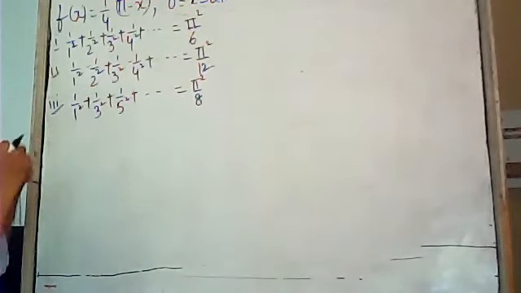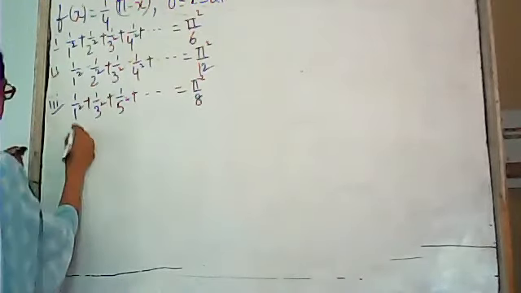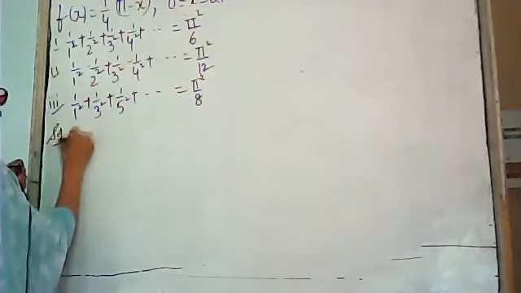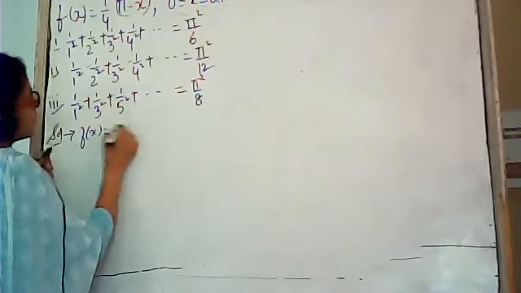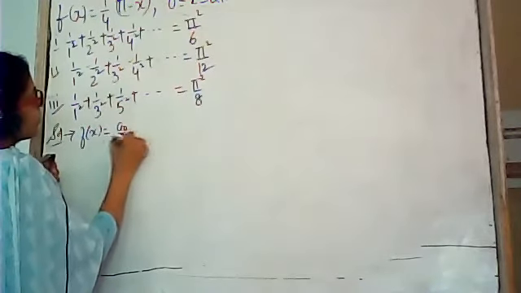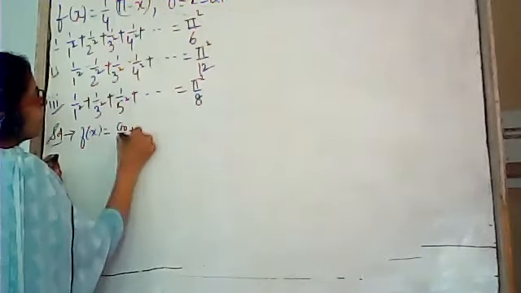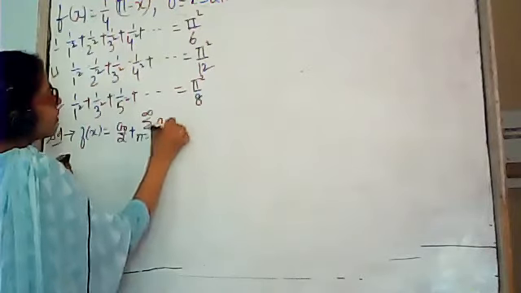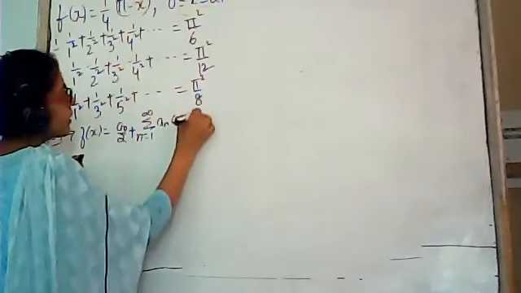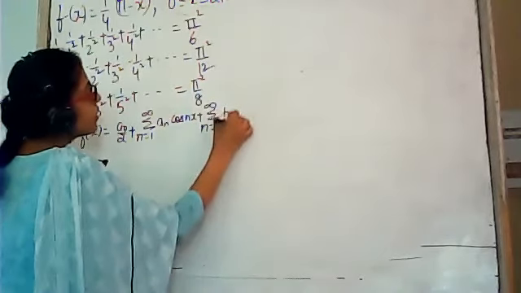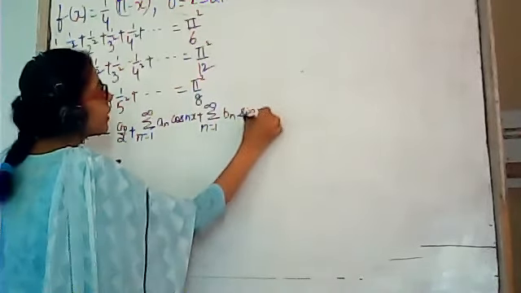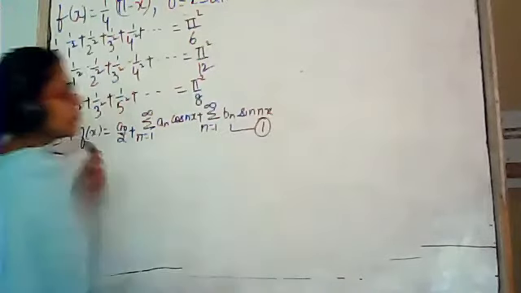Okay. First of all, the formula of the Fourier series. This is a0 by 2 plus summation n varies from 1 to infinity an cos nx plus summation n varies from 1 to infinity bn sin nx. Let it be equation number 1.